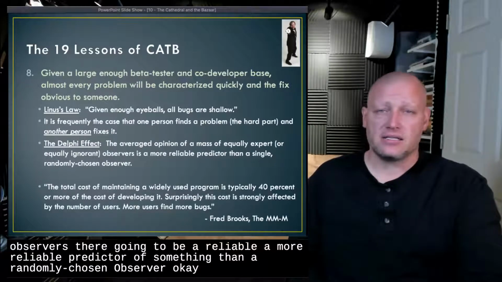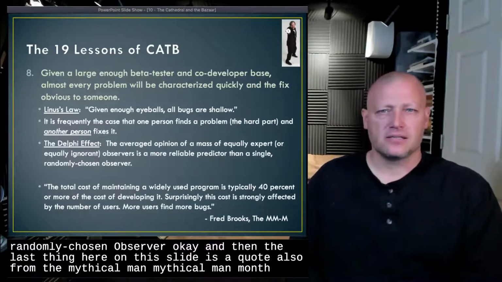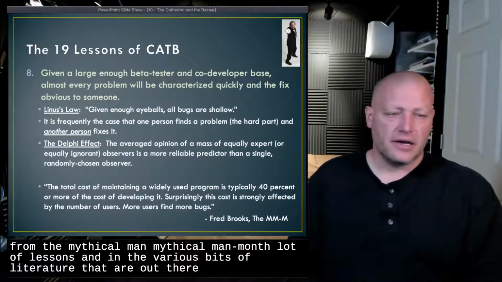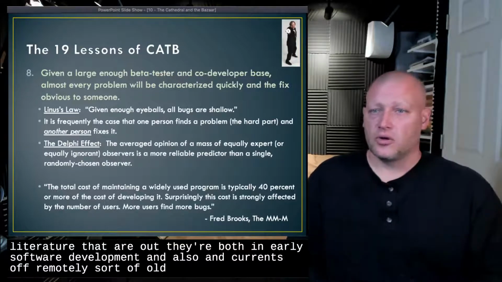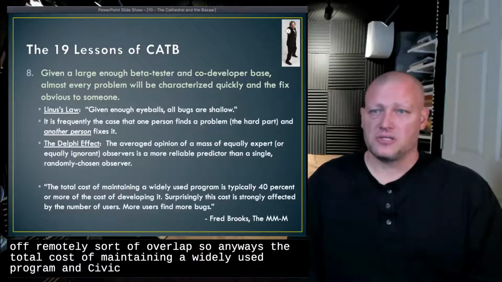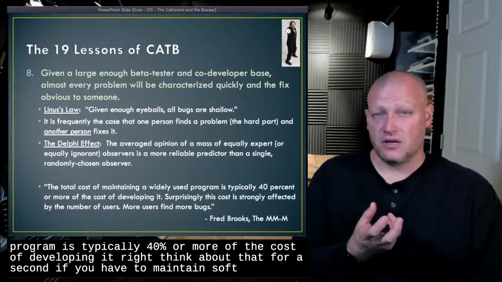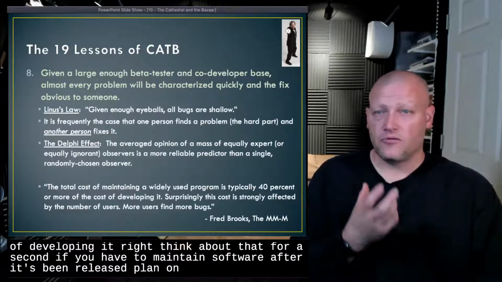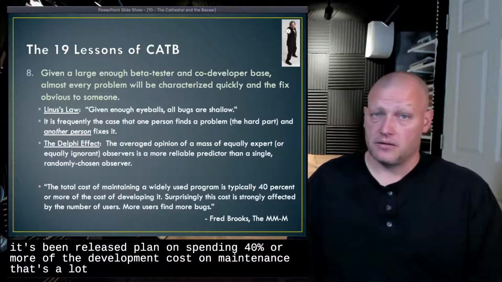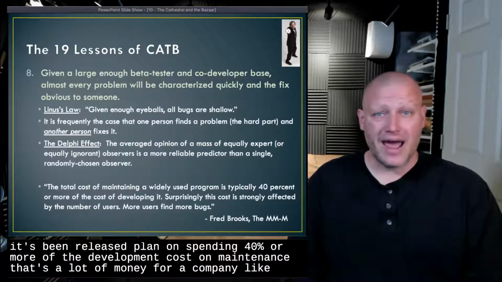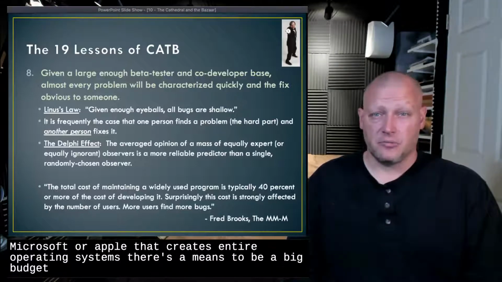Okay, and then the last thing here on this slide is a quote, also from the Mythical Man Month. A lot of lessons in the various bits of literature that are out there, both in early software development and also in current software development. They sort of overlap. So, anyways, the total cost of maintaining a widely used program is typically 40% or more of the cost of developing it. Right? Think about that for a second. If you have to maintain software after it's been released, plan on spending 40% or more of the development cost on maintenance. That's a lot of money, especially for a company like Microsoft or Apple that creates entire operating systems. Needs to be a big budget line item in there for maintenance.